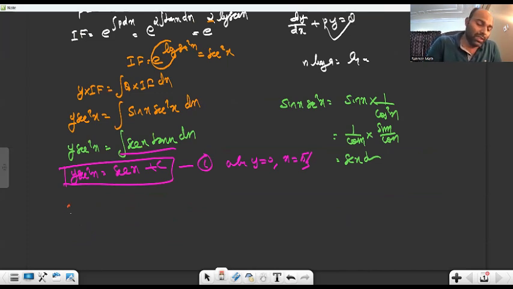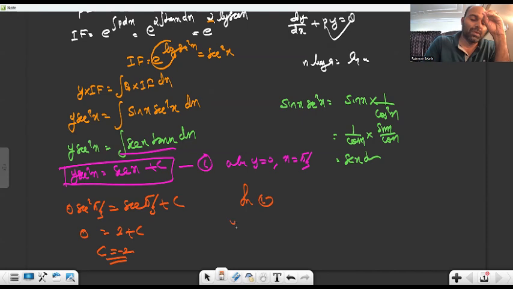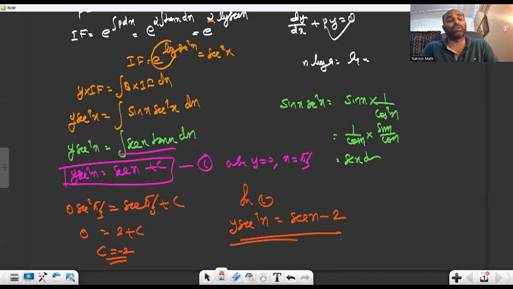Substitute: y is 0, so 0 into sec square pi by 3 equals sec pi by 3 plus c. This is 0. Sec pi by 3 is the reciprocal of cos pi by 3. Cos 60 is 1 by 2, so sec 60 will be 2. So c will be minus 2. From equation 1, y sec square x equals sec x minus 2. This is the required particular solution.